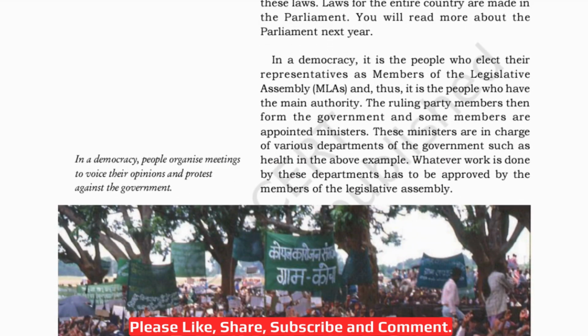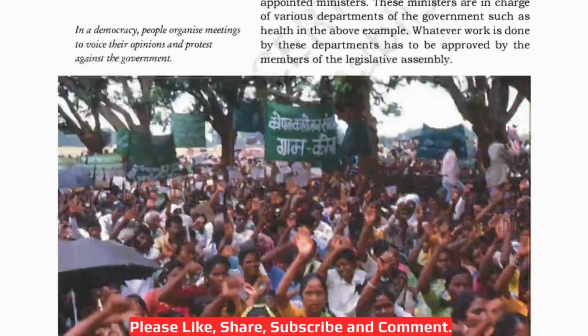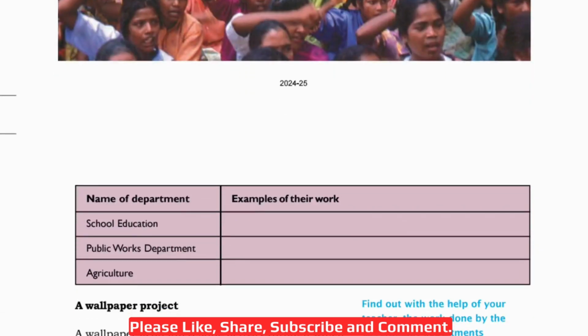In a democracy, it is the people who elect their representatives as members of the Legislative Assembly (MLAs), and thus it is the people who have the main authority. The ruling party members then form the government, and some members are appointed ministers. These ministers are in charge of various departments of the government, such as health in the above example. Whatever work is done by these departments has to be approved by the members of the Legislative Assembly. See this picture. In a democracy, people organize meetings to voice their opinions and protest against the government.